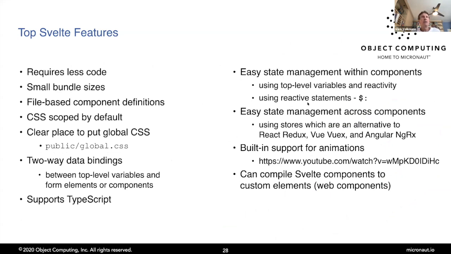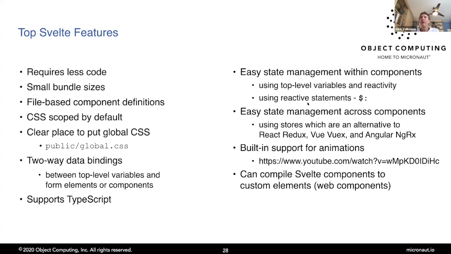And so what this means is that the Svelte compiler, when it bundles together the JavaScript for all of your components, you get this resulting JavaScript bundle that has to be downloaded to all of the users' browsers that are running your web app. And it's considerably smaller for a normal Svelte app than it is for apps written in the other frameworks. Svelte uses file-based component definitions.